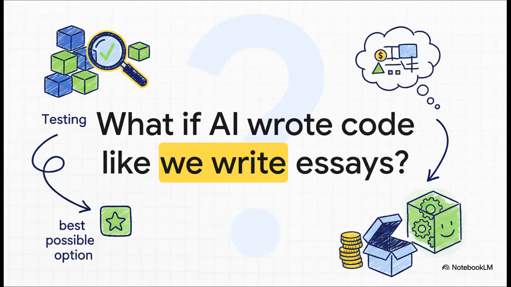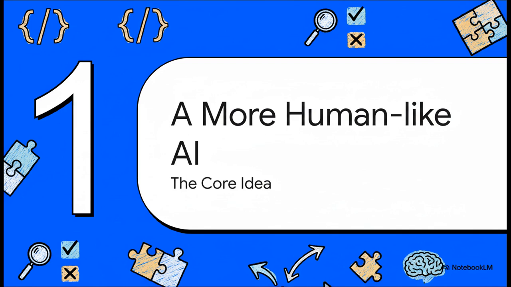To really wrap your head around this, you've got to start with this question. What if an AI wrote code the same way you or I would write an essay? Not just spitting out a perfect final version in one shot, but going through that kind of messy, iterative process, drafting, rewriting, refining, until it's just right. And that right there, that's our first big idea, building an AI process that feels a lot more human. It sounds simple, but it has some seriously powerful advantages.